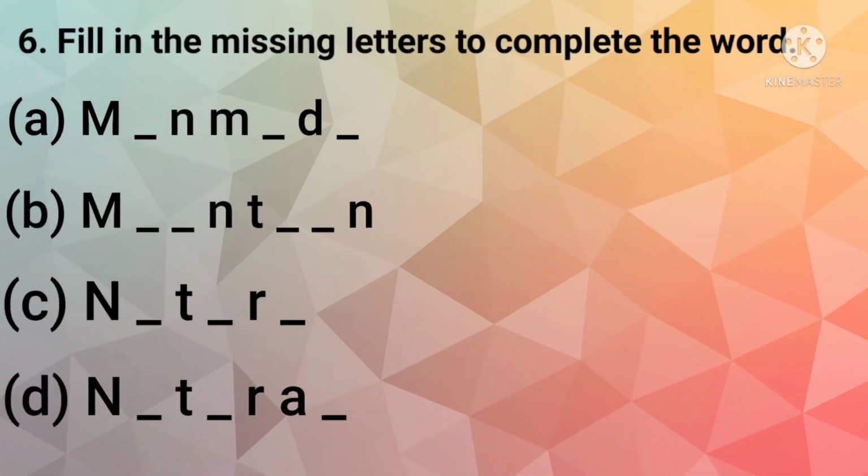Question number 6. Fill in the missing letters to complete the word. Number A. M-N, M-D dash. Yes, the word is man-made. M-A-N, M-A-D-E, man-made. Number B. M-N, T-N. Can you tell what is this? Yes, the word is mountain.